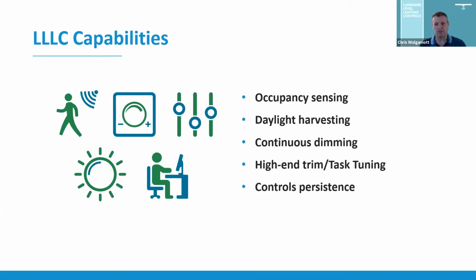And then control persistence is basically where if that fixture loses connectivity with other fixtures or with the server or whatever, it doesn't go to an all-on mode or an energy inefficient mode. It reverts to its last energy efficient mode control programming, so that it is always running in a controlled occupancy or daylighting system.